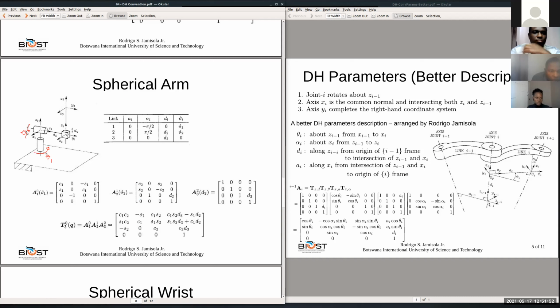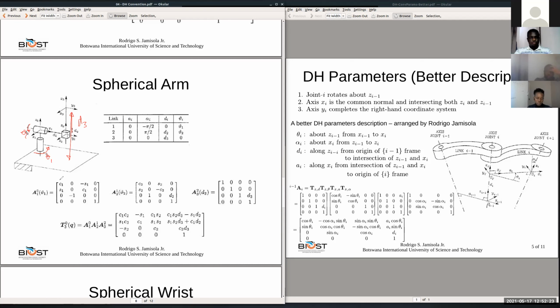And in this case, there's no theta 3. In this case, this is prismatic. It's going up and down. So now the variable is D3, this one. It goes up and down. Okay, never mind. Don't be scared. Let's just look at the convention.